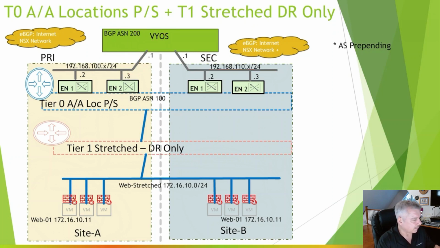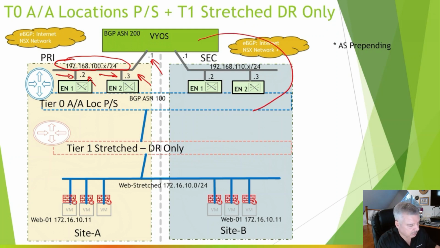You'll see my autonomous system number for my VOS is 200, sorry. And for my sites here, autonomous system of 100. Okay, so you'll see the links for my edges. On site A, it's on the 192.168.100 network, and this is .2 for edge one, .3 for edge two, and the VOS has the .1 address.